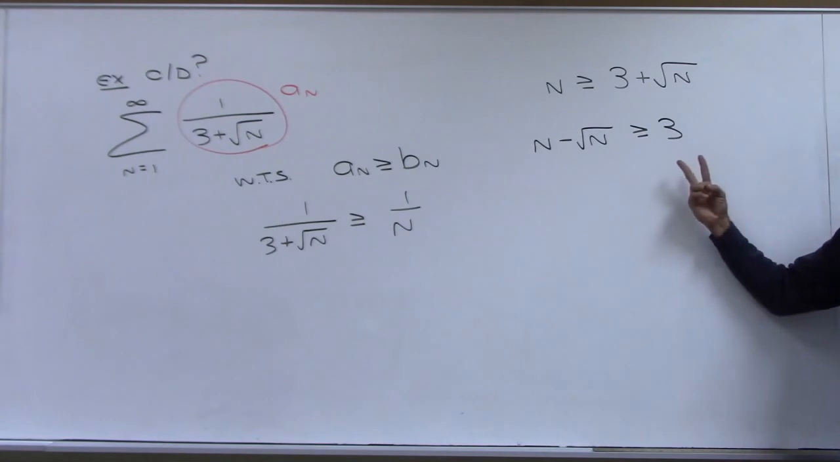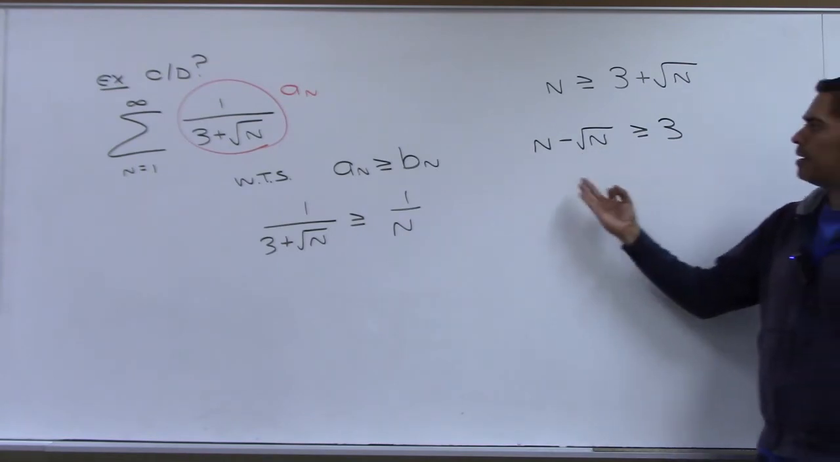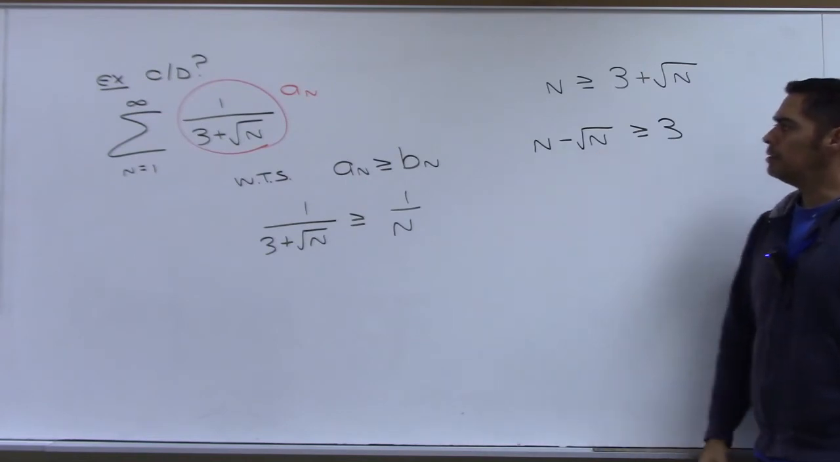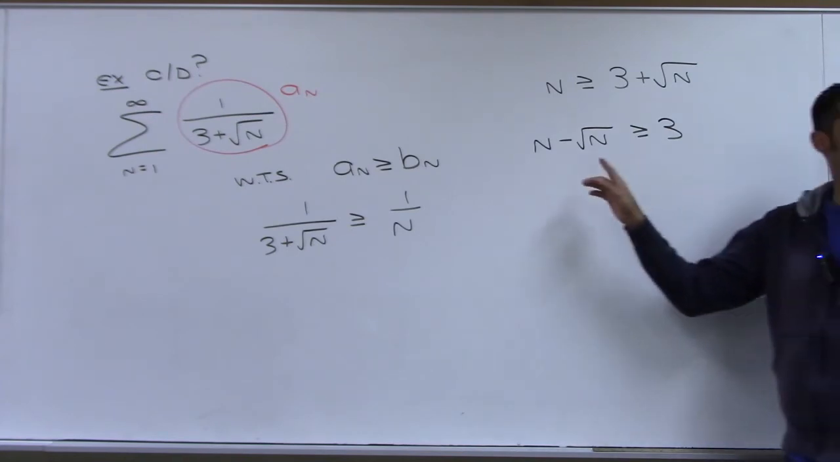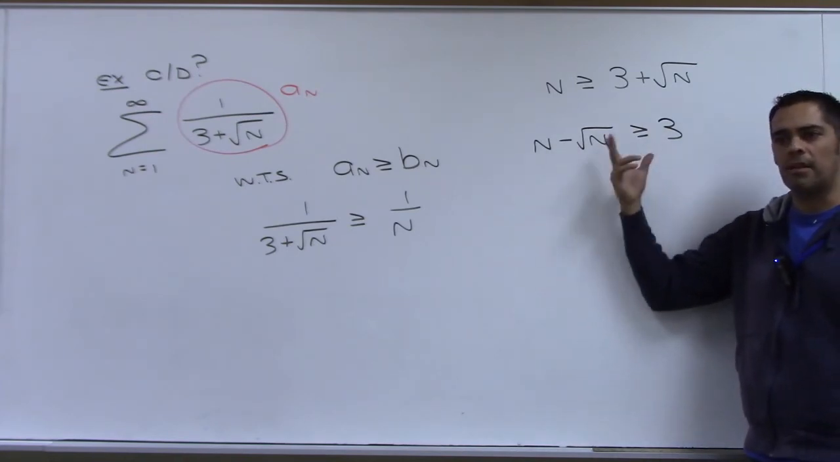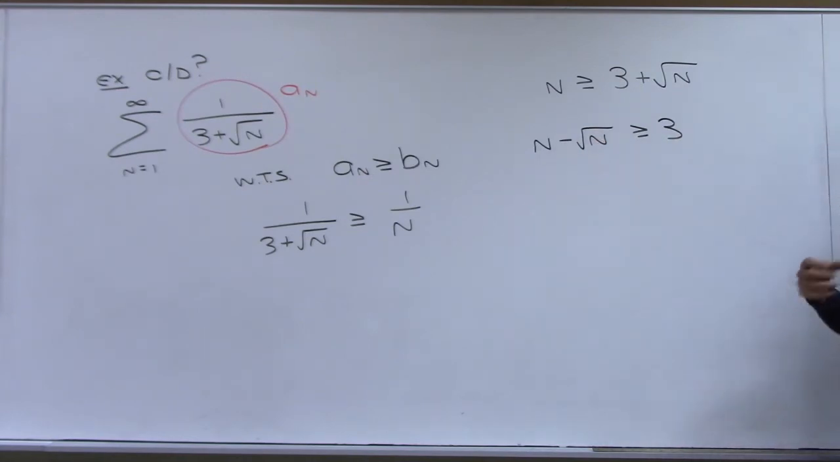Is it true for 2? It's not true for 2. Is it true for 3? No. How about 4? 5? Do you see what I'm doing? I'm plugging the numbers in mentally, thinking through them. Are they bigger than 3 when I do this side? But eventually, is it? Eventually. So I need to convince myself of that.